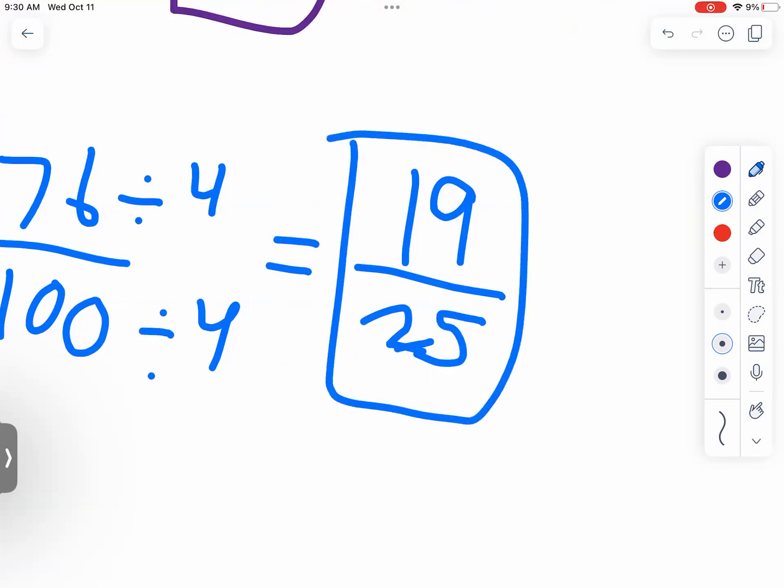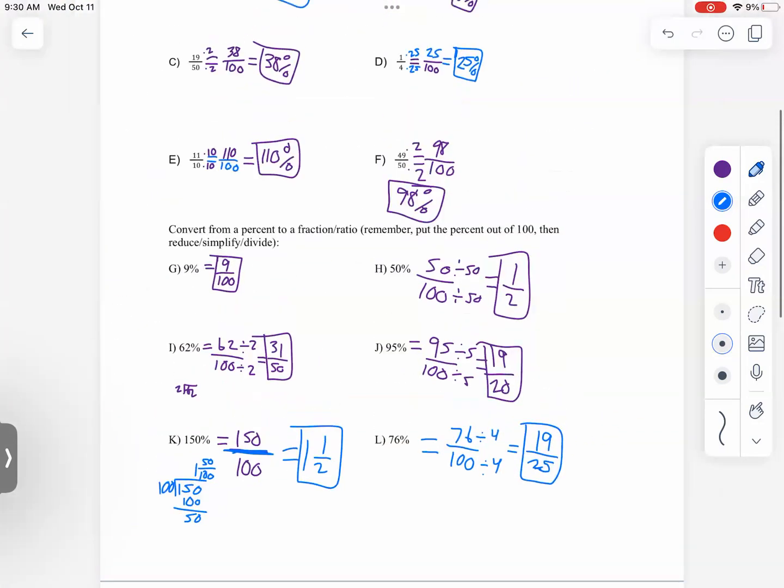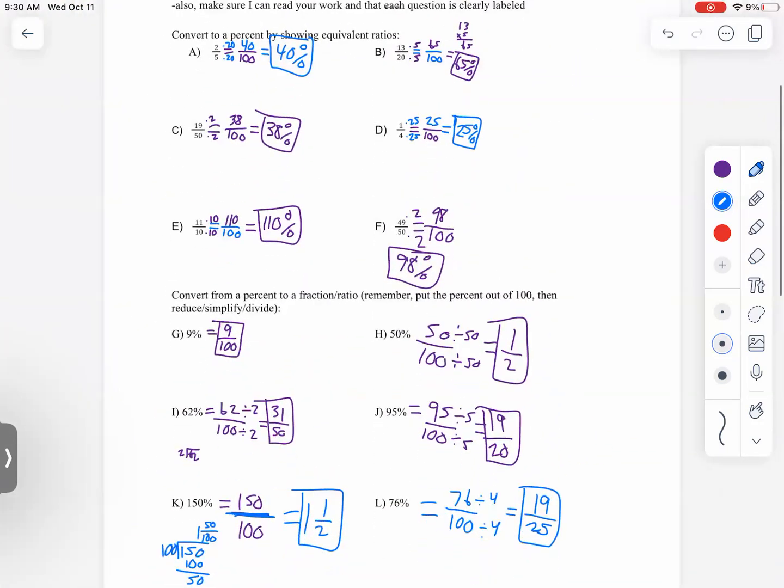All right, so that is the 10/16 practice. Make sure you turn that in on Canvas, and the work should look like that.